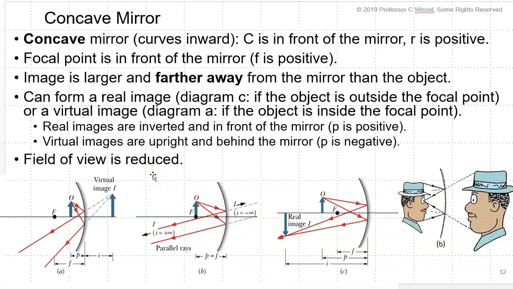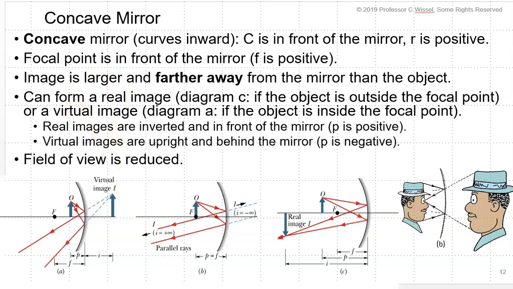Okay, so a concave mirror. A concave mirror curves inward when you look at it. It's like the side of the spoon that you scoop the cereal out of. In this case, the center of curvature C is in front of the mirror, and R is positive. The focal point will be in front of the mirror, so F is positive. The image is larger and further away from the mirror than the object, and concave mirrors can form virtual images as well as real images.